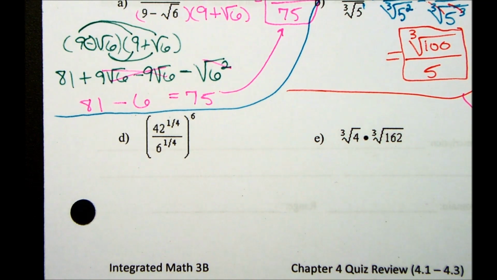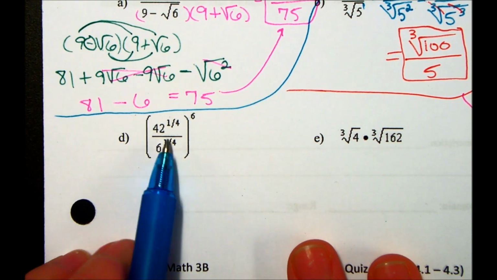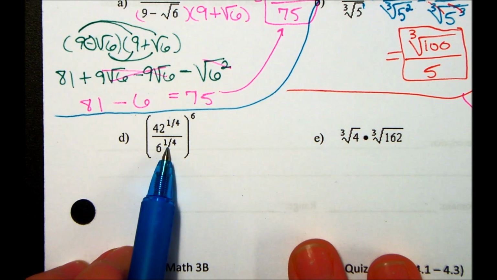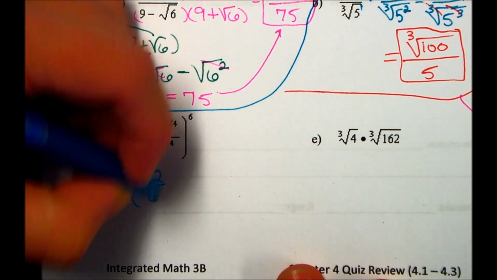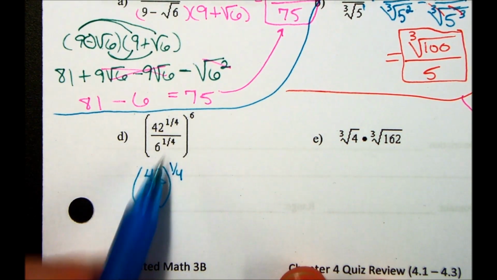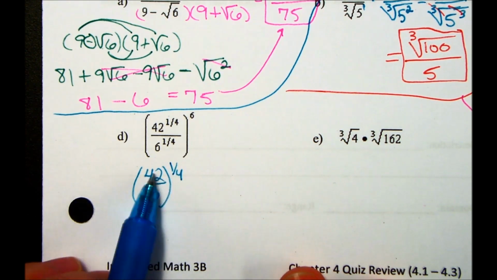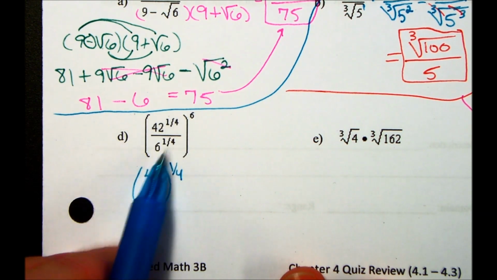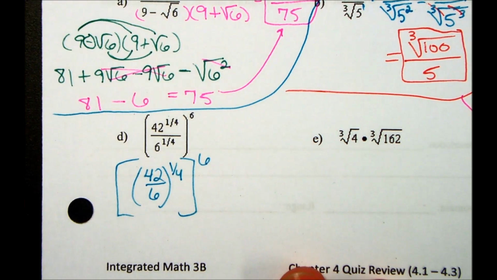Okay, let's move on to the next problem here. Letter D. Now this one actually, 42 and 6 can divide evenly, and since they're both being taken to the 1/4 power, I could, like I did with the last one, put the 42 over 6 together to the 1/4 power. So this expression is equivalent to this expression, because if I distributed the exponent to both the numerator and denominator, that would give me what I started with. But you still have that exponent of 6 on the outside, so don't forget to bring that down.